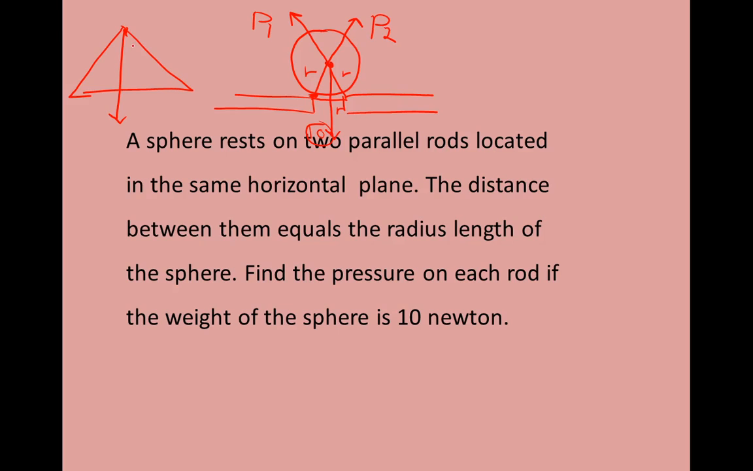Where the measure of each angle equals 60 degrees, and here the direction of the weight is perpendicular to the base. Therefore, the line of action of the weight bisects this angle, 30 degrees and 30 degrees. And here the direction of the line of action of the weight is perpendicular to the base.